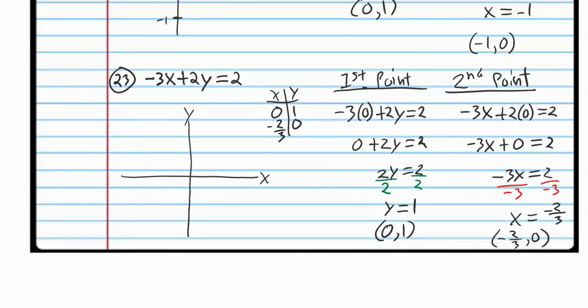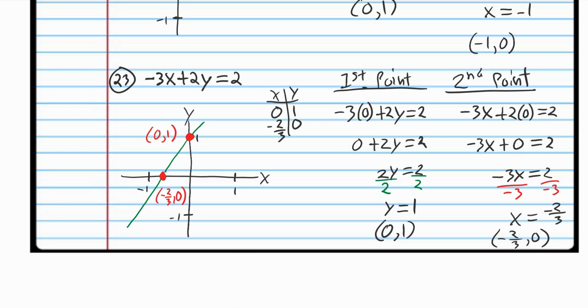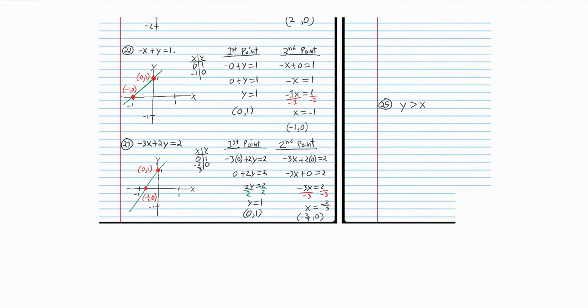All right, so now let's plot both points. 0, 1 is here. And negative 2/3, 0 is here, approximately. Connect the dots. And there you go. So again, you can show the points on the graph if you want, but you have to show them somewhere. So that was a more difficult problem there.